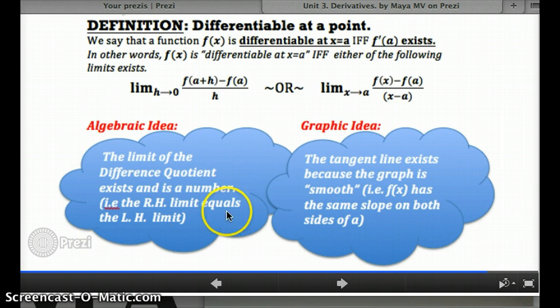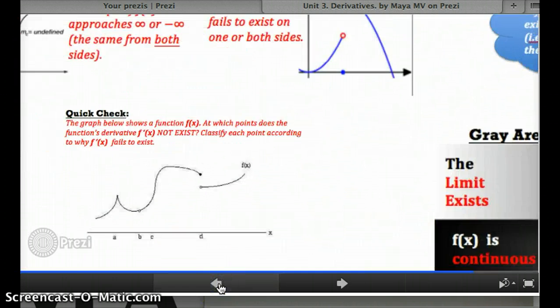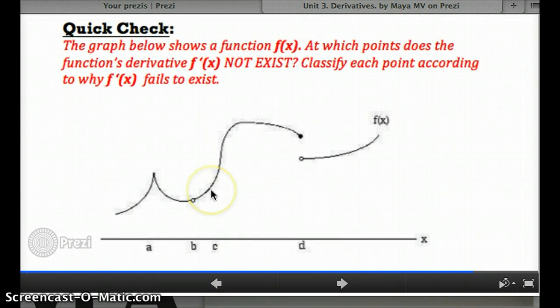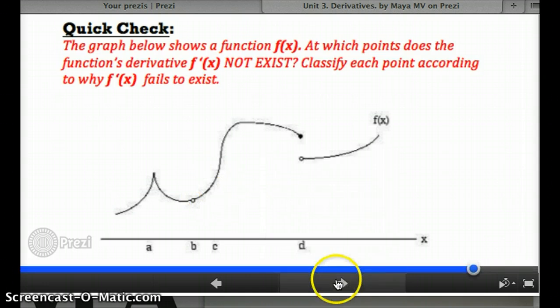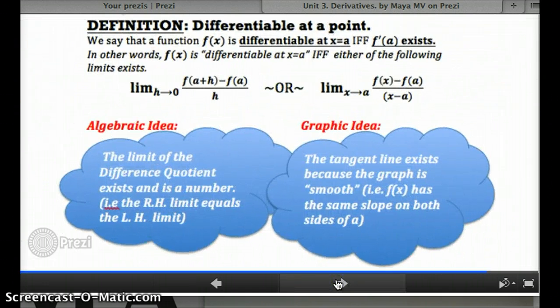Graphically, what you see if a function is differentiable at this point is that the tangent line exists. And usually that's because the graph is smooth. Think about that last example. The only place where this function was differentiable was c. How would you characterize c? How is it different than the other places? Well, the function's kind of smooth there. And another way of saying that is like saying that the slope is the same on both sides of the point and that the point is defined.